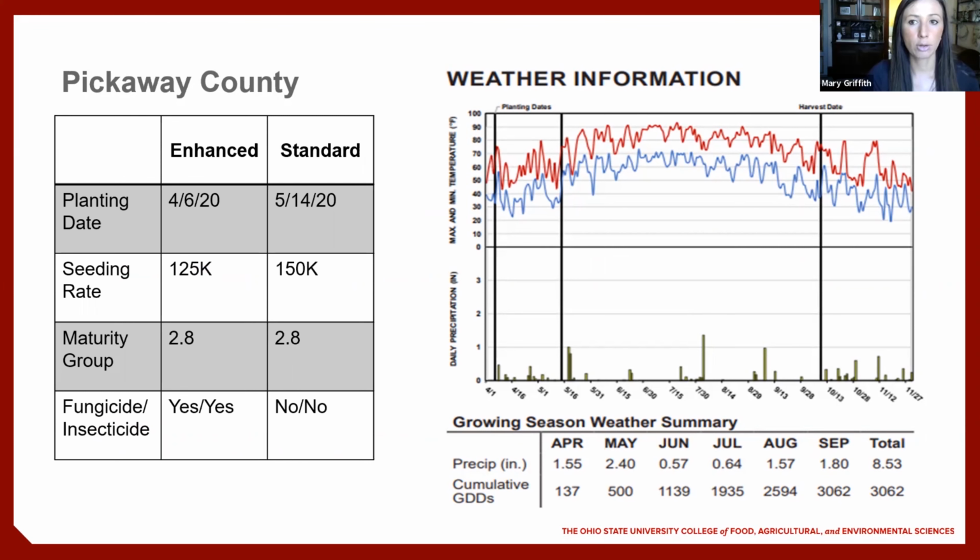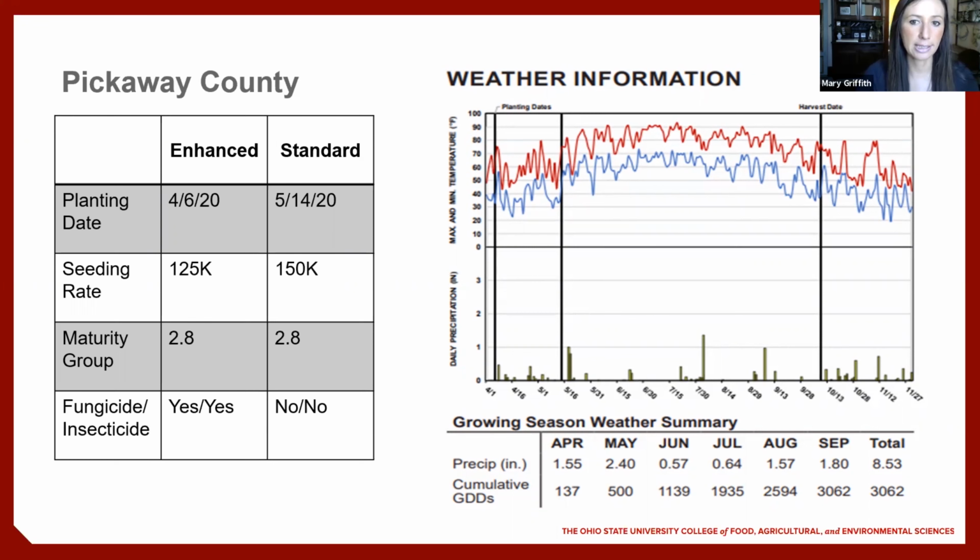Now, if you look at the weather information, the red line shows the maximum temperature for the day and the blue line shows the minimum temperature. And the black vertical lines show our planting and harvest dates. So you might be able to see that after our nice early planting date of April 6th, there were actually 2 dates where we had a hard frost in this location before the standard system was planted. So we had a hard frost May 9th and May 12th. And of course, early planted plots couldn't really be replanted because the whole idea is that we wanted the early planting date. So the 2 hard frosts kind of hurt the enhanced system, and we'll see that in the results.